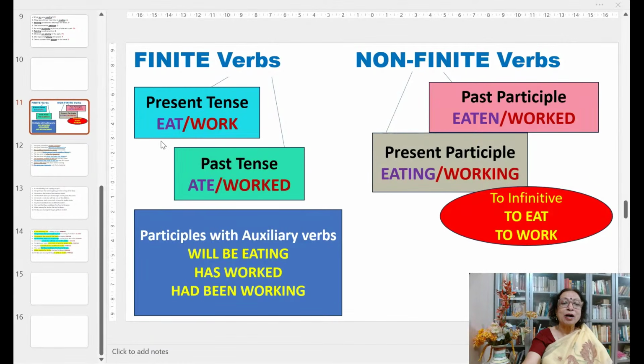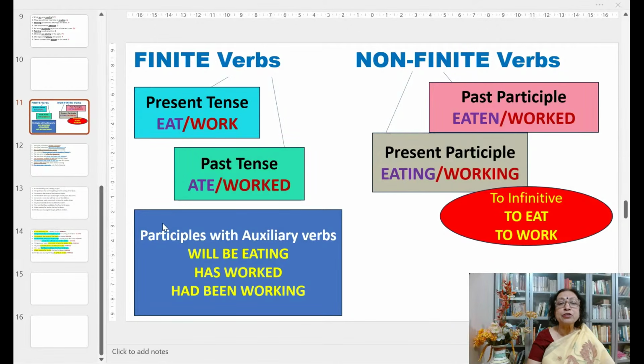Now, let us talk about finite verb. Finite means a verb which does the work of a verb. In the present tense, we have eat. In the past tense, we have ate. Or in the future, will eat. Will is a helping verb. Will eat, that is the form. So we have eat, ate, and will eat. That is a simple form. If you go to the verb playlist, you will find details of all these finite verbs.